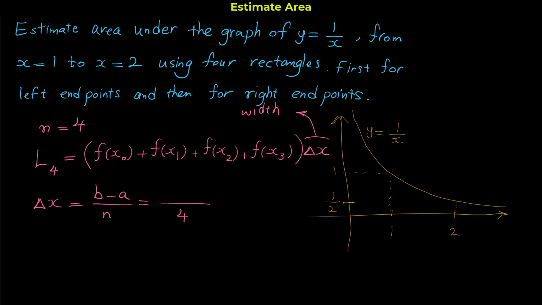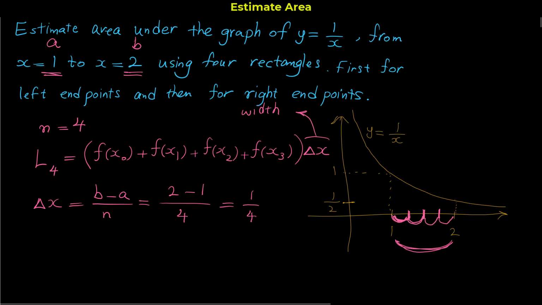But what are a and b? A and b show the interval. Here we want to estimate area from 1 to 2, so a is 1 and b is 2. So we have 2 minus 1 over 4, which is 1 over 4. Attention, we want to divide the interval 1 to 2 into 4 rectangles, so it makes sense that the width of each rectangle is 1/4. This is 1/4, this is another 1/4, 1/4, and 1/4. So delta x is the width of the rectangles.